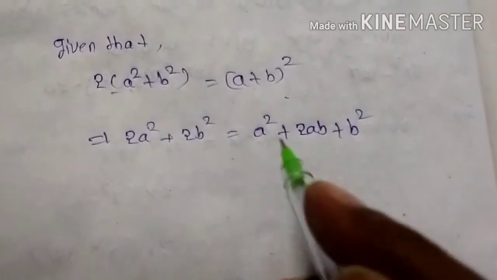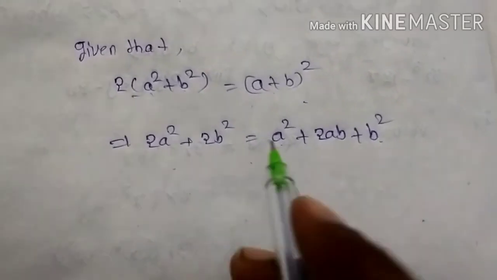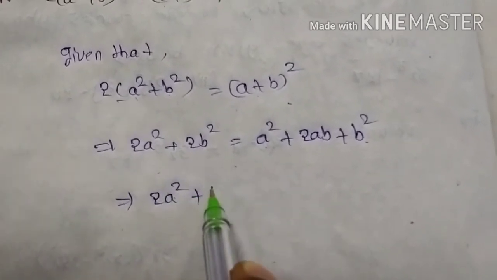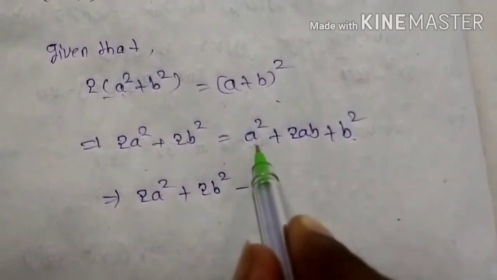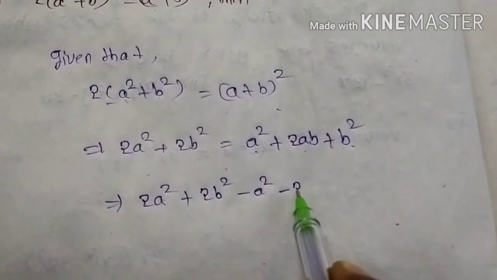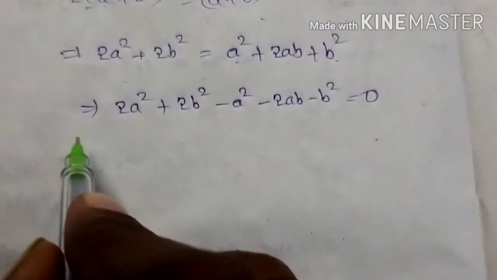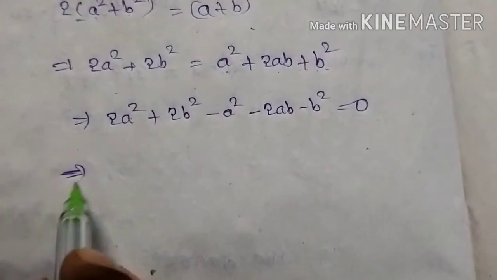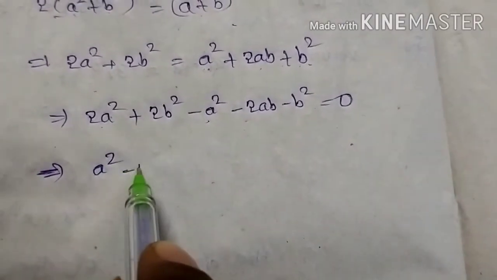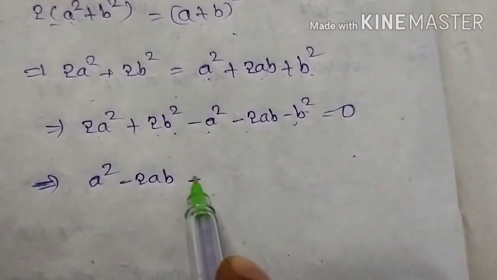Yes or no? Yes. Now you can transpose all the terms. That means you can transpose this a square plus b square to LHS. That means I am writing 2a square plus 2b square. I am transposing all the terms here. A square, 2ab plus b square. That means I am writing minus a square minus 2ab minus b square is equal to 0. See here, this implies 2a square minus a square, can I write here a square? A square minus 2ab, 2b square minus b square. That means can I write here plus b square or not?